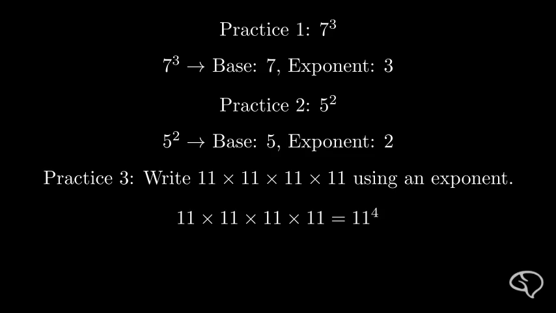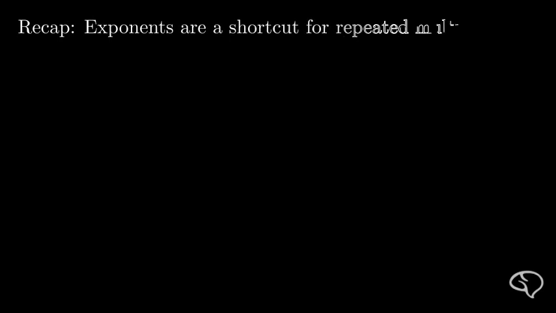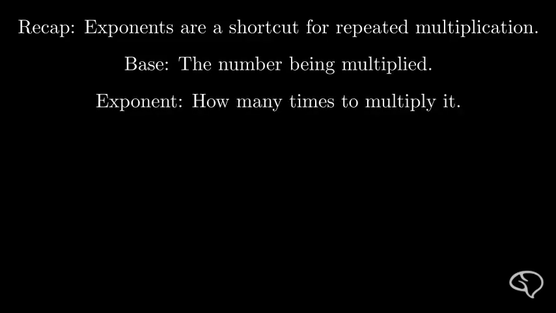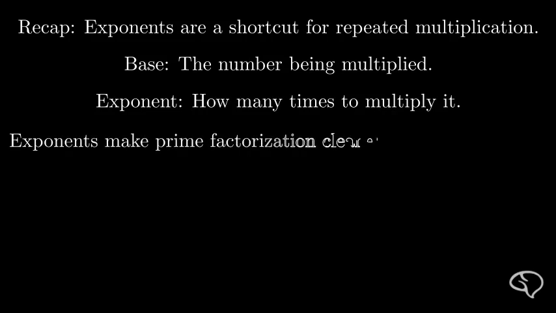Fantastic work! Let's quickly recap what we've learned today. We started by looking for a shortcut to write repeated multiplication. We found that shortcut in exponents. Exponents are a neat and tidy way to show that a number is multiplied by itself multiple times. We learned that an exponential expression has two parts: the base, which is the number being multiplied, and the exponent, which tells us how many times to multiply it. And we saw how exponents can make prime factorization much cleaner, turning a long list of factors into a compact expression. You've now met exponents and seen how they can simplify your math. You're well on your way to becoming a math whiz.